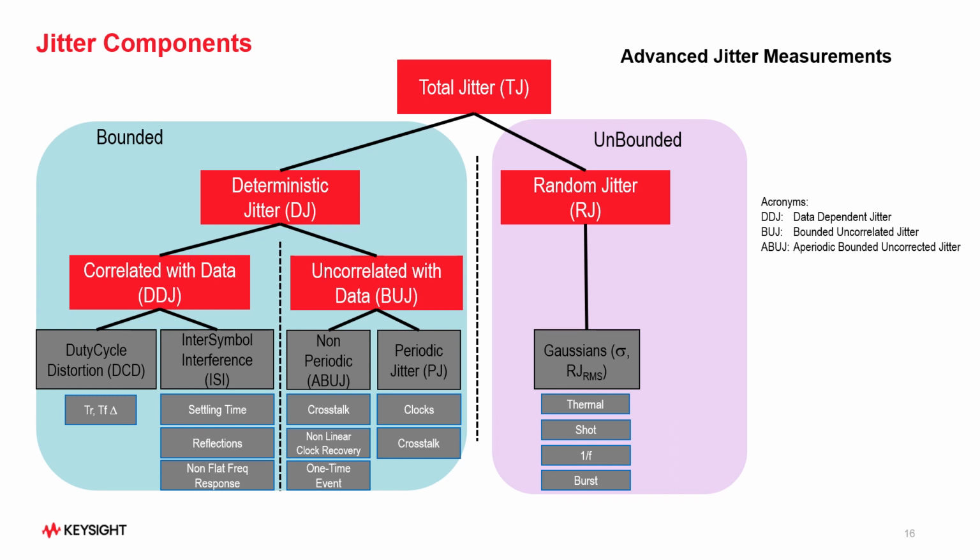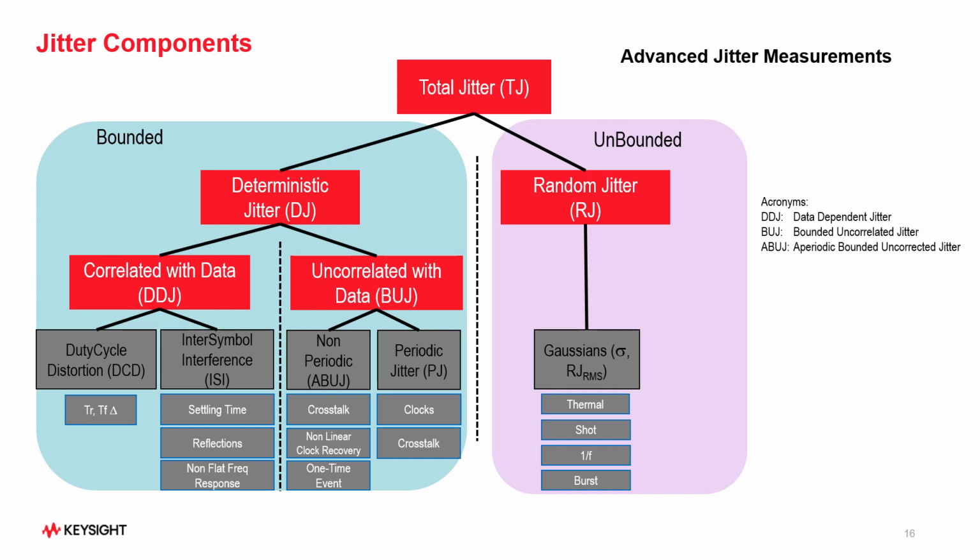And another subcategory is the intersymbol interference, and this is mainly caused by the limited bandwidth in the channel. Once one has a limited bandwidth, it will cause the ISI, and that is dependent on the pattern. So the longer runs of zeros or ones that one has are going to affect the waveform very differently from the pattern. And now the other subcategory of DJ is what we call the uncorrelated with data.